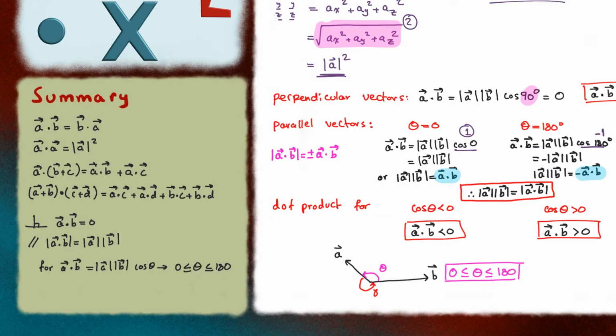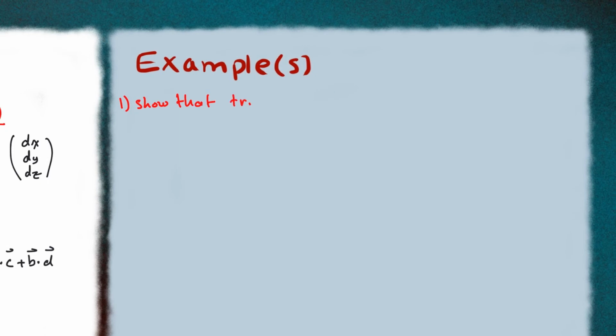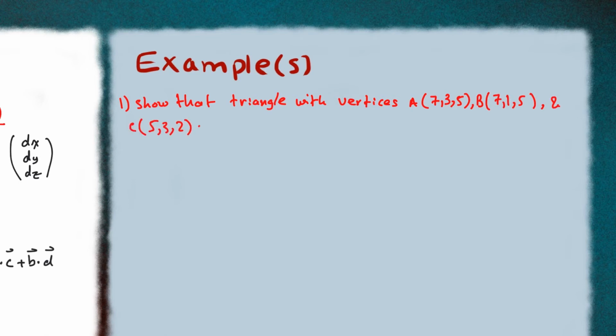And now we're going to look at a few examples. For the first example, we want to show that a triangle with the vertices given, A, B, and C, is a right triangle. With the new skill that we have learned, we know that the dot product of two vectors that are right angled to each other is equal to 0. So we're going to find all the vectors corresponding to all the vertices here.